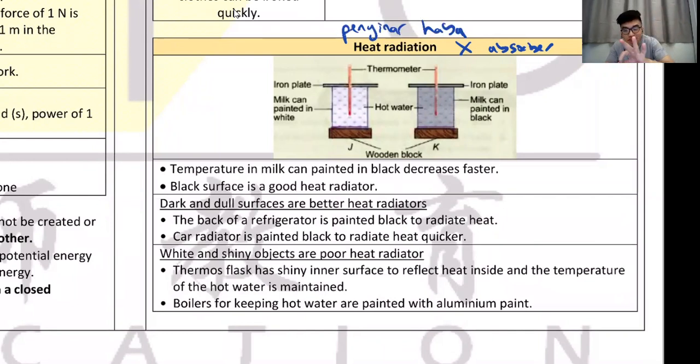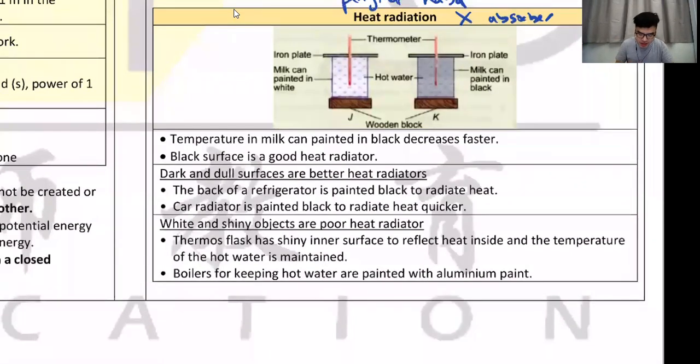Okay, 3 methods of heat transfer. One of it is radiation. So heat from the sun is radiation. So the sun gives you heat by radiation. Okay, it gives away heat. So if you have a cup of hot water, you can feel the heat. The hot water is giving out heat by radiation. Okay, so heat radiator. So what makes a good heat radiator?